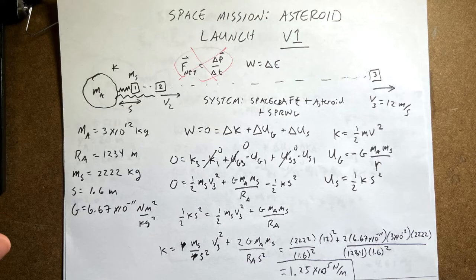This is a solution from before. I remade this video and I'll link to it down below. But the main idea is to use this spring to launch a spacecraft from an asteroid, and we want it to end up at a final speed that's really far away of, let's say, 12 meters per second, and I want to find the spring constant of that spring in order to launch it.